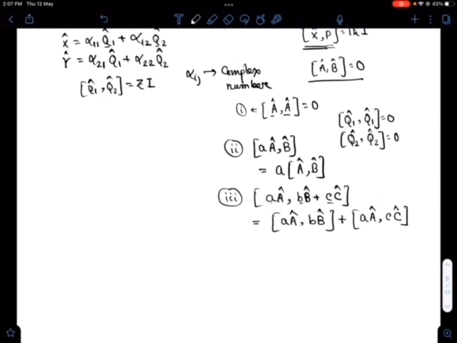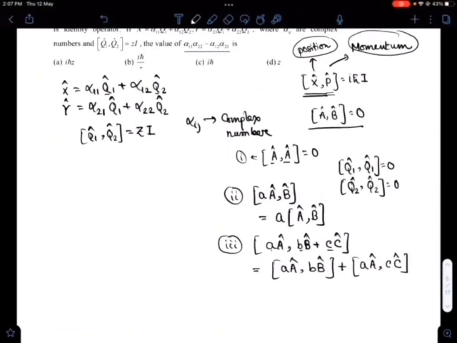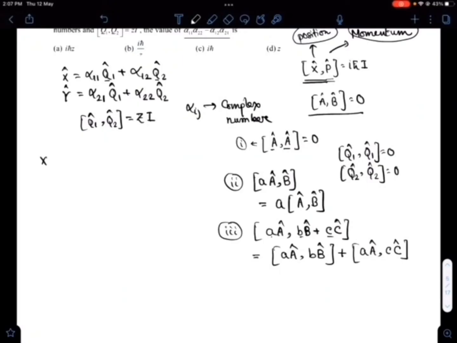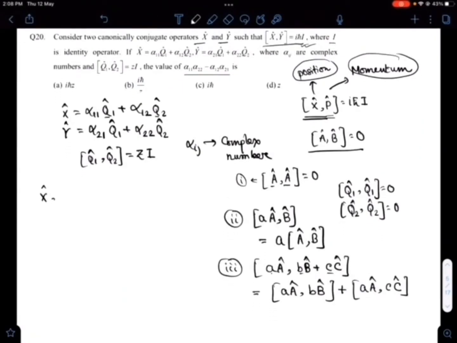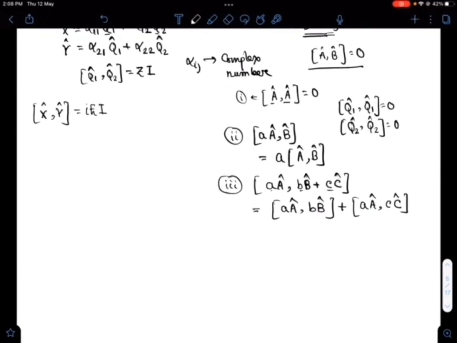If we follow these rules, then we can calculate the commutation relation of x and y in terms of q1 and q2. This is given as i h cut i. Also we can write x as alpha 11 q1 plus alpha 12 q2, and we have y as alpha 21 q1 plus alpha 22 q2.